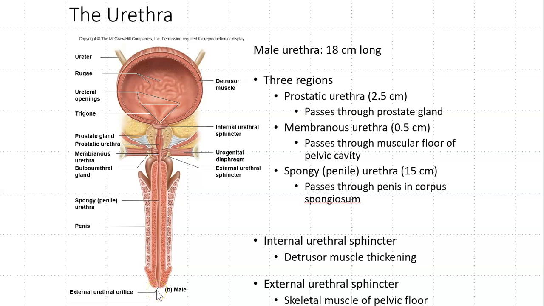So the prostatic portion itself is only about 2.5 centimeters long, and it passes along the neck of the urinary bladder through the prostate gland. This section is designed to accept drainage from tiny ducts within the prostate gland, and it has two ejaculatory ducts. So this is indirectly also used for draining the prostate gland.